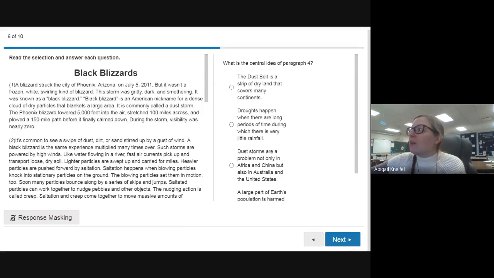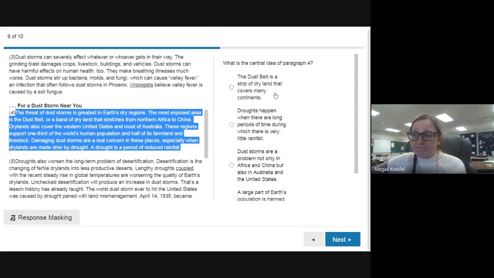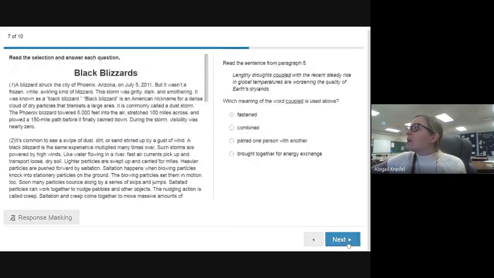Number 6, what is the central idea of paragraph 4? So, you're going to go read paragraph 4 specifically and tell me what is the main part of paragraph 4. Okay, you guys can do that. Read the sentence from paragraph 5. Lengthy droughts coupled with recent studies' rise in global temperatures are worsening the quality of Earth's dry lands. Which meaning of the word coupled is used above? Fastened, combined, paired with one another, brought together for energy exchange. So, I have a lengthy drought and global temperatures. They're doing what?